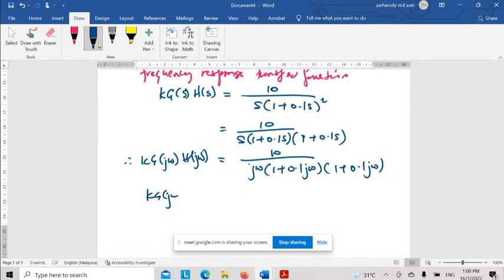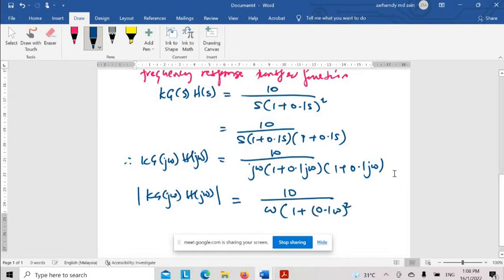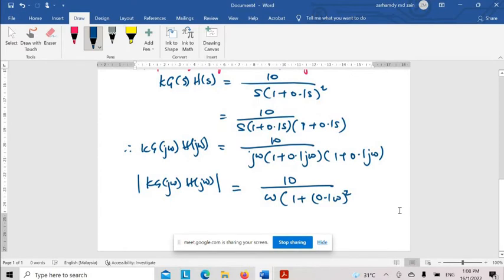So we have K G, the magnitude. Combine for the gain, so we have 10 over omega times 1 plus 0.1 omega square. This is the combination for the gain.